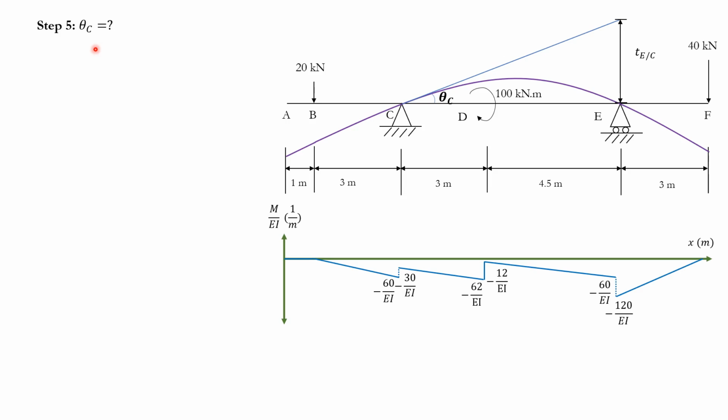Okay. So now let's see how I can find the theta C value. Well, we talked about this. TE with respect to C over CE. Well, the length CE is kind of known. It's just 3 plus 4.5, so that's 7.5. That's known. How can I find the other value?